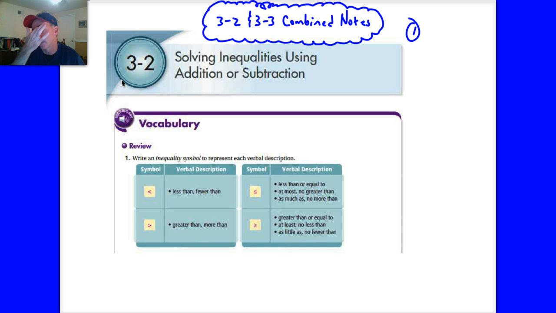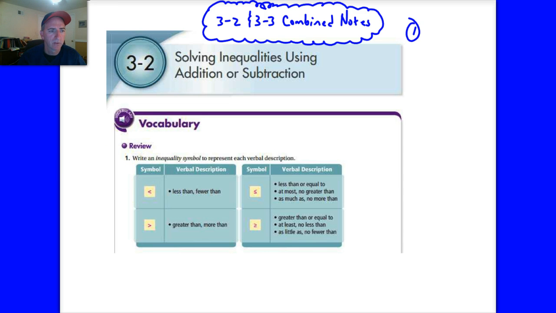We're actually going to combine 3.2 and 3.3 together here, so we've got a lot to do, but it's all stuff we should be able to roll through fairly quickly, I hope. These notes should be in front of you. Hopefully you picked them up in class. If not, they should be on my website.